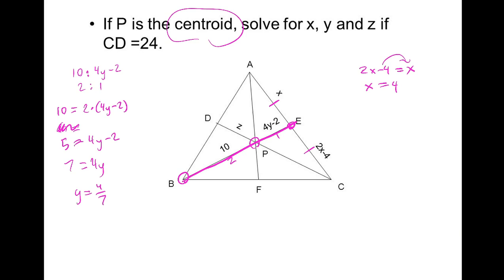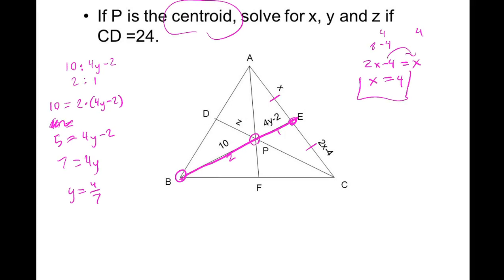Plug that back in just to double check. That's 8 minus 4 is 4. And on the right is 4. So yeah, that works. Okay, so we got x equals 4. We got y equals 7/4. And now how can we get z? Now this is crazy. There's nothing over here. Well, if you didn't read the given, then there wouldn't be. Okay, so let's do this last one then.